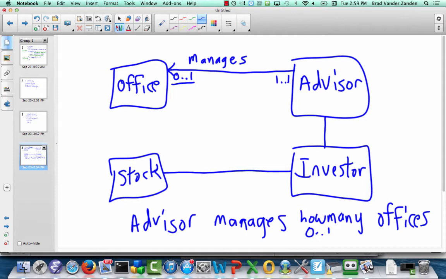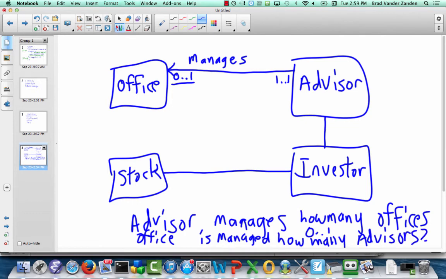The same thing. Now, when we're trying to figure out the opposite, we would say an office is managed by how many advisors. Okay, and it's minimally 1 and exactly 1. Okay, I'll admit I get this messed up all the time, so I'm always trying to come up with mnemonics that help me get the numbers on the right side.